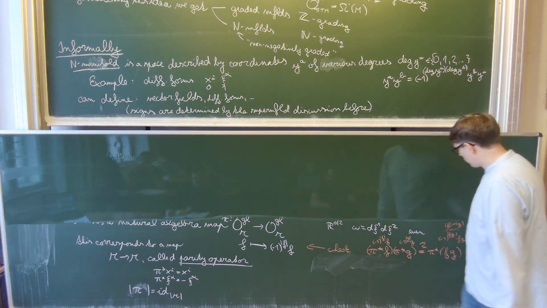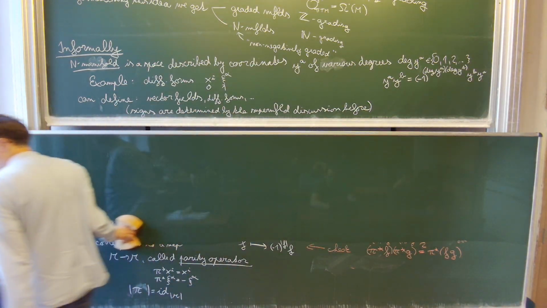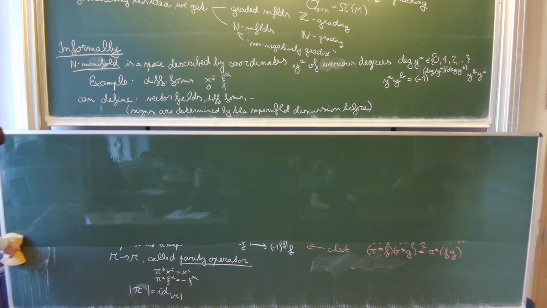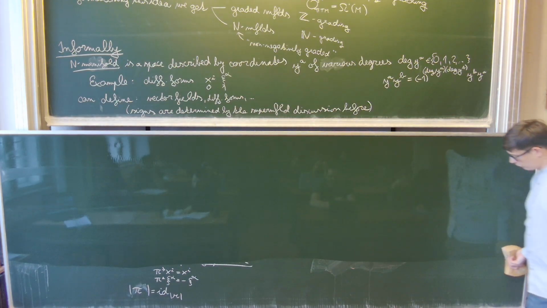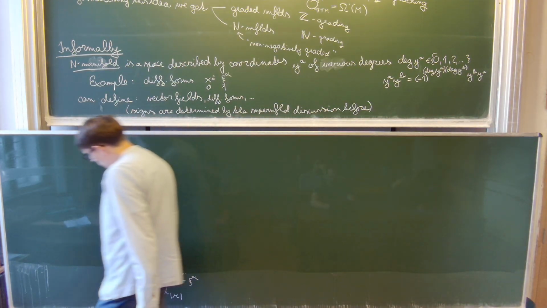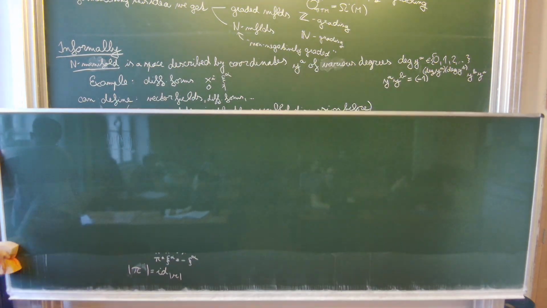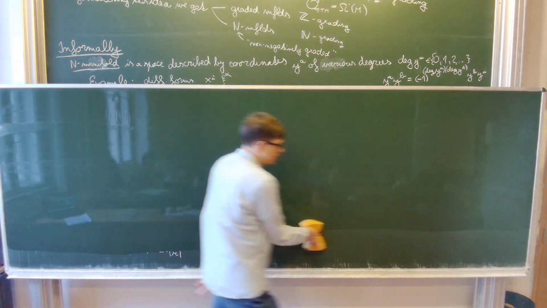So there is a couple of new ingredients in here. As was mentioned before, there is the so-called Euler vector field, which was not naturally existing on a supermanifold, but it naturally exists on these guys.